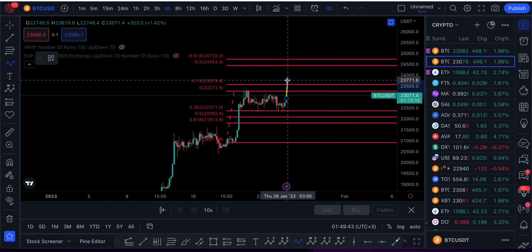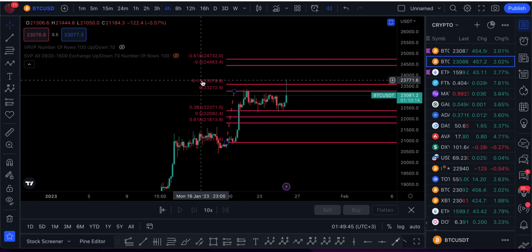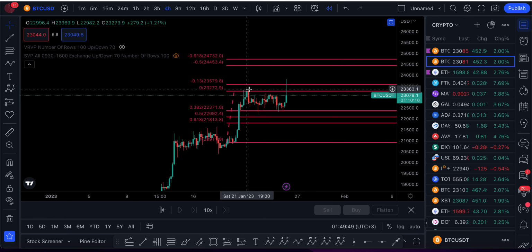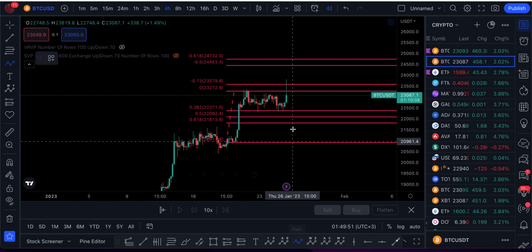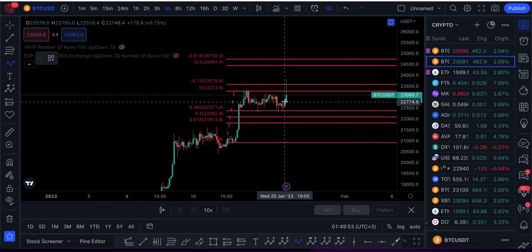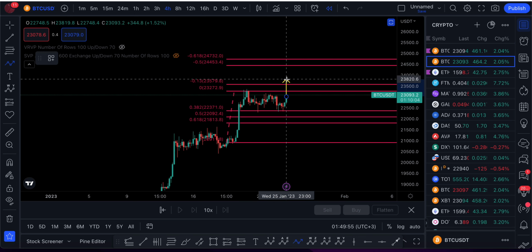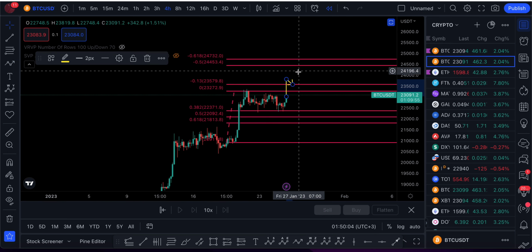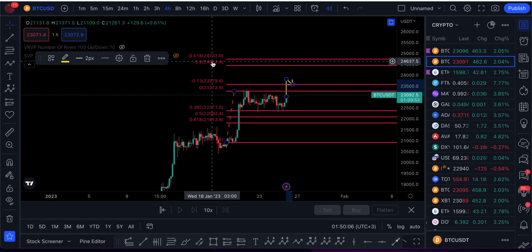What I would like to see, if you want to buy, is this, right? This is my advice. If price comes above and finds support above the 23,579, if it can find support above there, then you can buy and target 24,400 to 24,700.